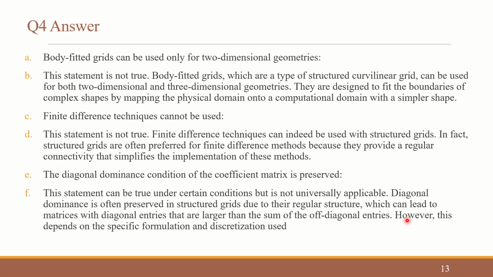What do we mean by diagonal dominance condition? Wherein the diagonal element is larger in size than the sum of the off-diagonal elements. But it can be preserved in certain conditions because we are using the structured grid. The probability is high, but again we cannot generalize. However, this depends on the specific formulation and discretization used. So all three statements are false in some way or the other. So the answer is actually option D, 1, 2 and 3.